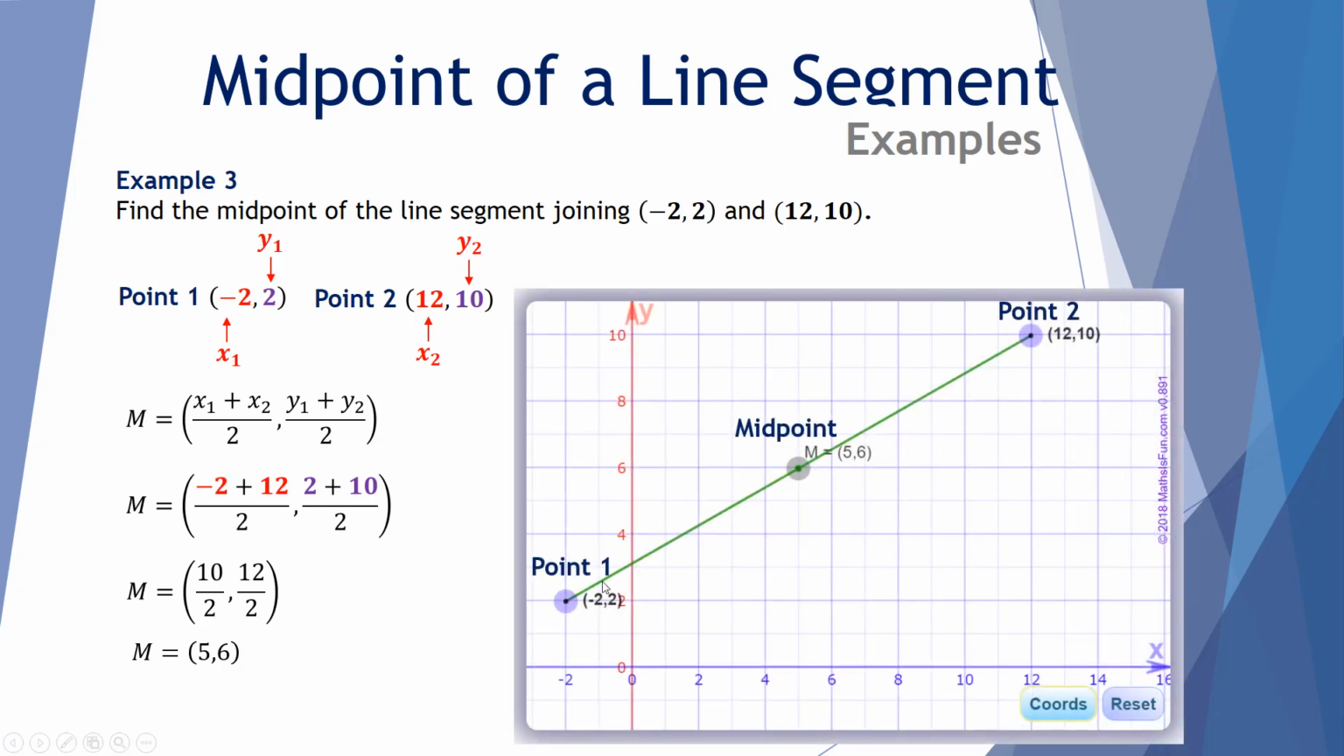And here it is visually. Point number 1 has coordinates of (-2, 2). Point number 2 has coordinates of (12, 10), and the midpoint can be located at the point (5, 6).